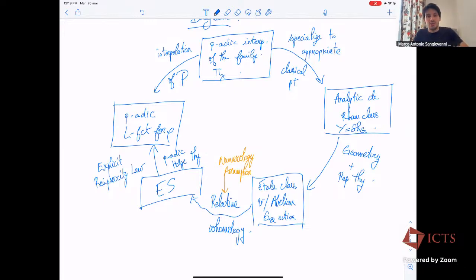So Chris talked a bit about the explicit reciprocity law yesterday, and how it comes about from the very construction of these étale classes. They should come with the de Rham comparison, a p-adic de Rham comparison.